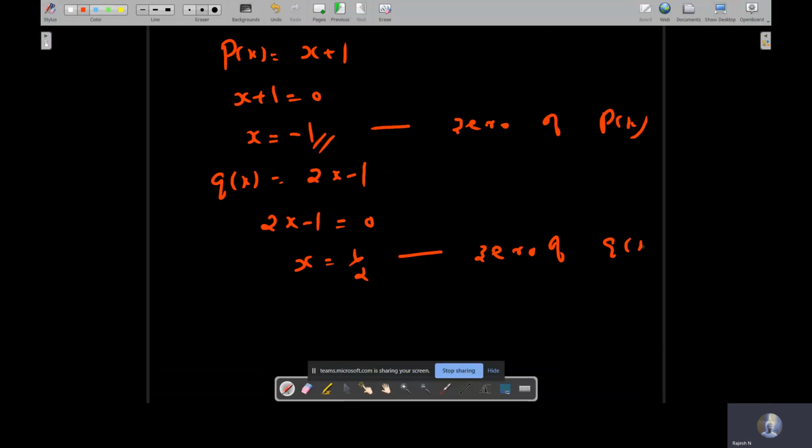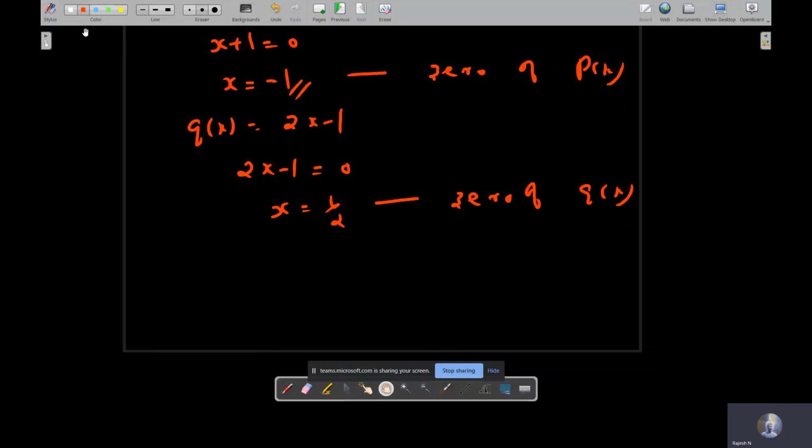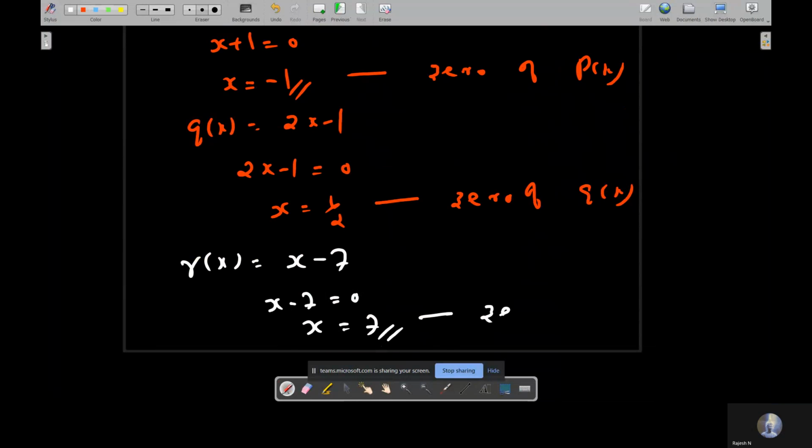Zero of q(x). Now, r(x) is equal to x minus 7. So you put x minus 7 is equal to 0, so x is equal to 7. This is the zero of r(x). Hope it is clear for you. So how to find the zero of a polynomial? You have to equate it to 0. If you are equating it to 0, you are getting the value. That will be the zero of the polynomial.